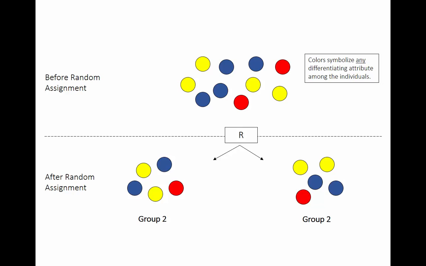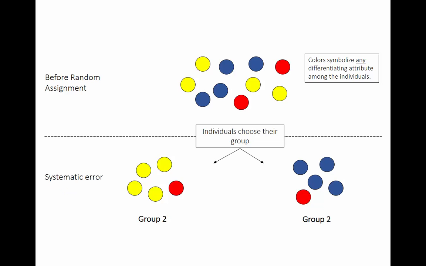Anyway, so this is a random assignment, right? If you do this many times, then you would see that these colors seem to be equally distributed in the different groups. While if you have individuals choosing their groups, it could end up that individuals with certain attributes end up in one group, while individuals with other attributes end up in the other group, right? And that's what we would call a systematic error. So that's why, in these experiments, we don't let individuals choose their own groups.